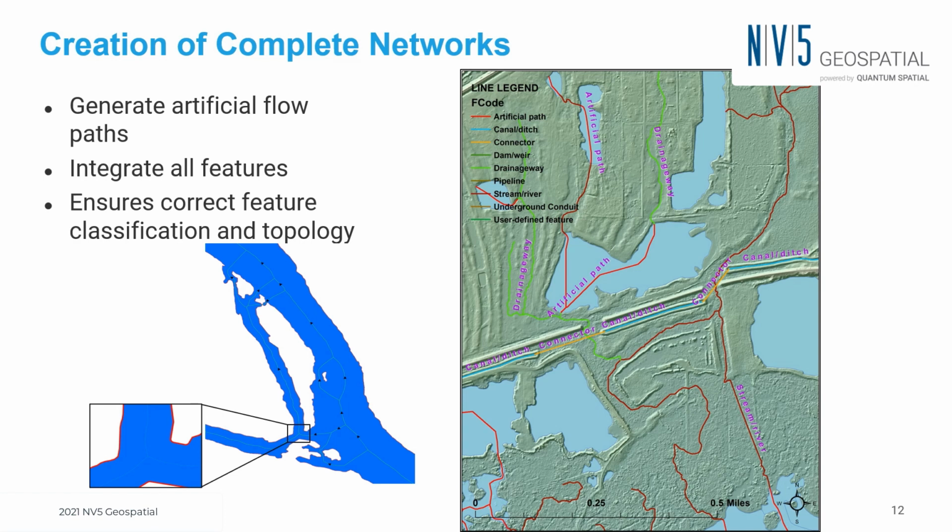This also allows us to ensure that features are classified correctly, so we don't have streams entering a pond that are not classified as artificial paths. Underground connectors can be readily identified based on our hydro enforcement process. And so, again, this is an area where automation is going to really reduce the errors and manual effort required to meet the topological specifications of the National Hydrography Dataset, and likely what anybody will want for their state or local datasets.